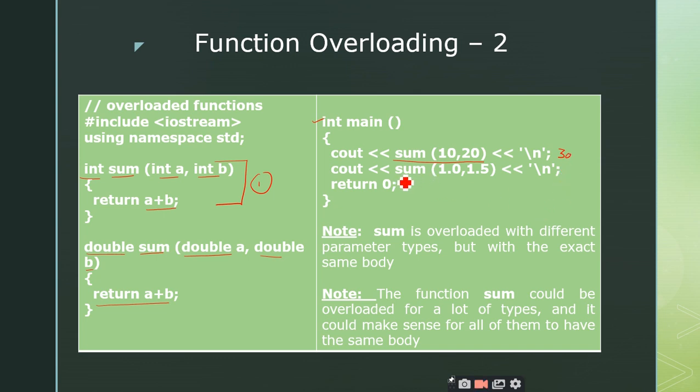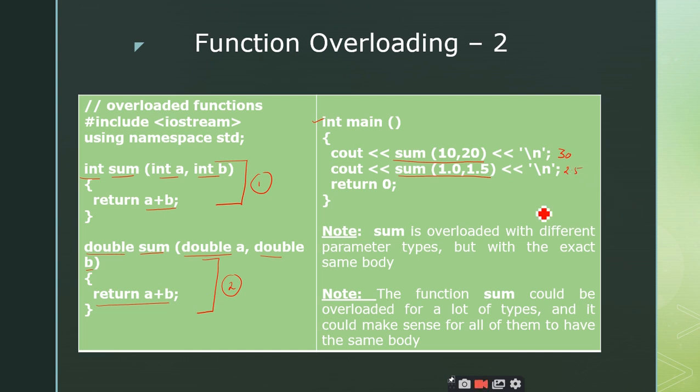And coming to the second function call, that is sum of 1.0 comma 1.5, it is going to invoke the second function. Why? Because 1.0 and 1.5 belong to the double data type, and it is going to return the addition of 1.0 and 1.5, which is 2.5.